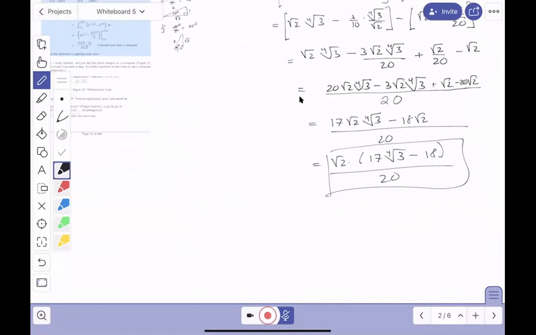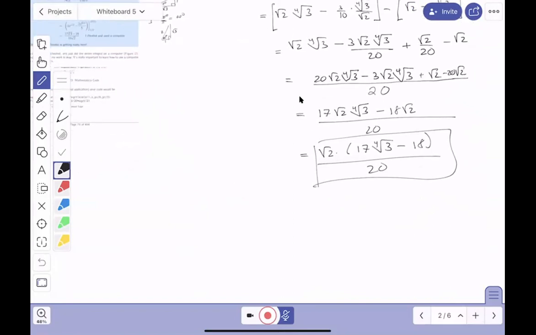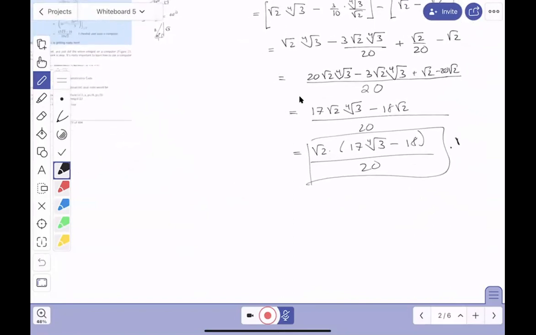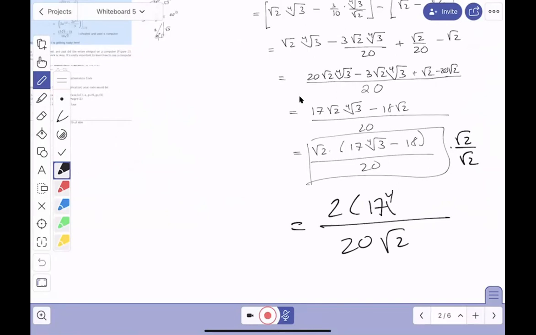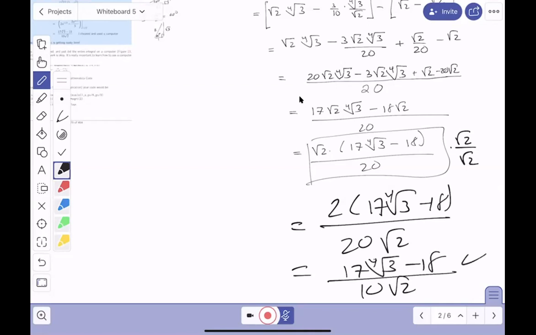And you know what they did? They put the √2 on the bottom. I'm going to do that for you now. I don't know how they did that, but I'll do it. That would be 2. And that would be 17. This reduces to 10 √2 on the bottom, and then you get 17 4th root of 3 minus 18.